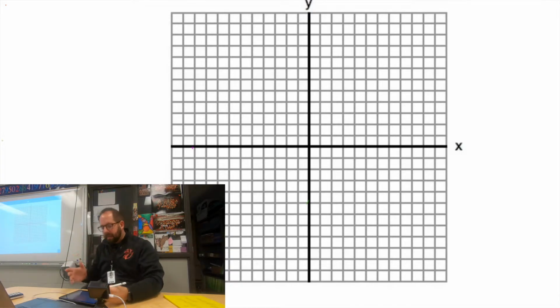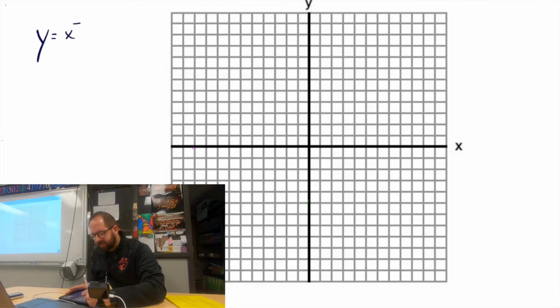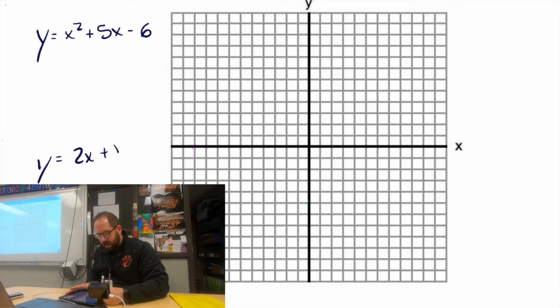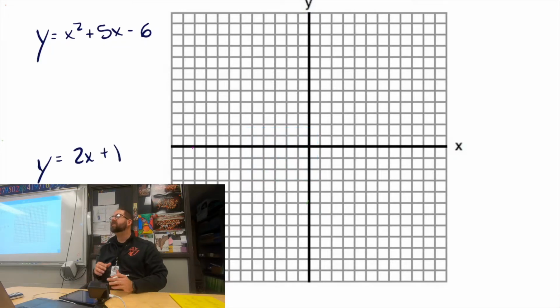So the problem I gave you yesterday was this. It was y equals x squared plus 5x minus 6, and the other line was 2x plus 1. This is the question that I provided you guys yesterday on the Google question. And the question was, where are the point or points, plural, of intersection, where they cross? Because these are objects that are in this unit. This unit is all about lines, it's about curves, and it's about the interaction of them.